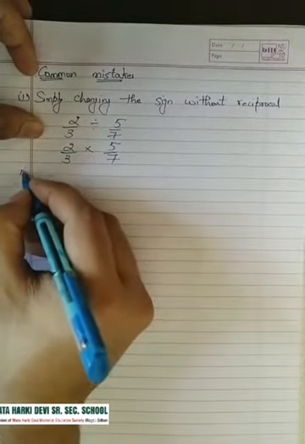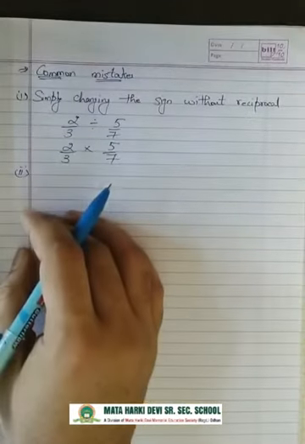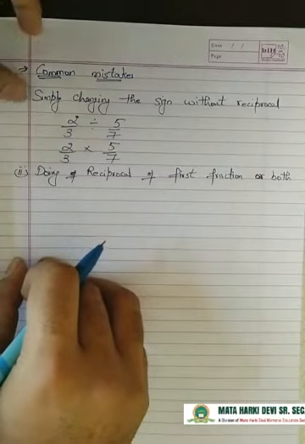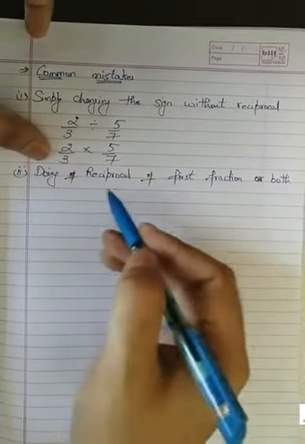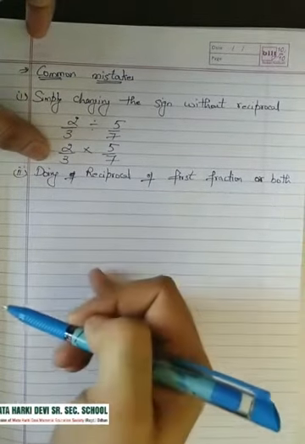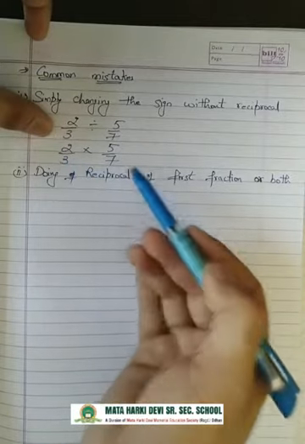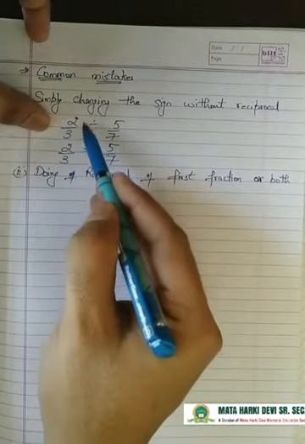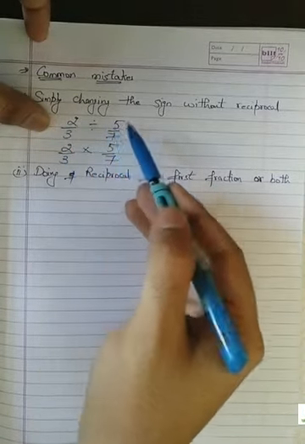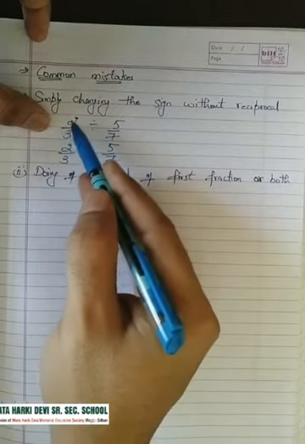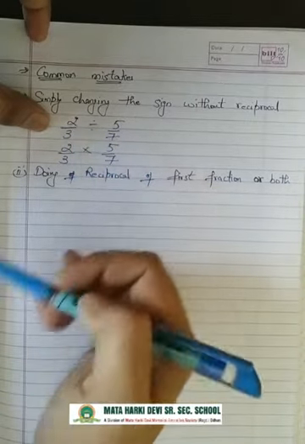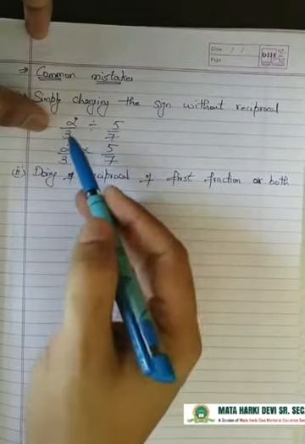The division of two fractions and the multiplication of two fractions will not give the same answer. And the second common mistake is doing the reciprocal of the first fraction or both. Sometimes the students do the reciprocal of the first fraction instead of the second, or sometimes they change the sign and do the reciprocal of both the fractions.